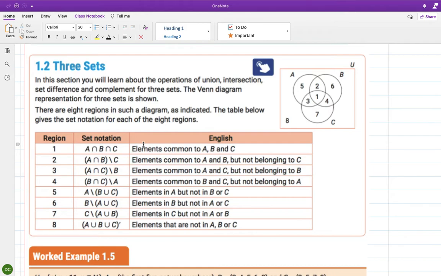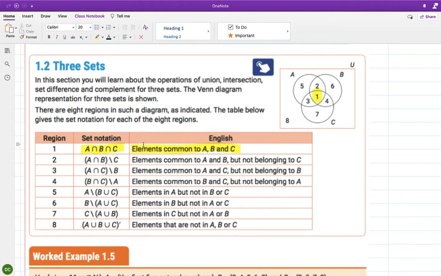In the center here, that is where all 3 circles intersect. So it is A intersection B intersection C, and that will be reserved for elements that are common to all 3 sets. So to end up in that intersection, you have to be in set A, you have to be in set B, and you have to be in set C. Okay?